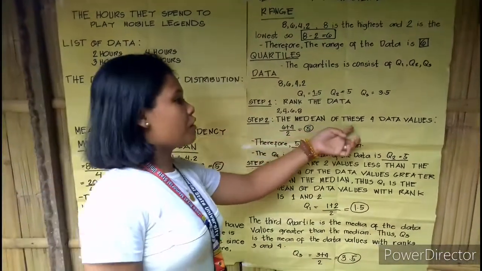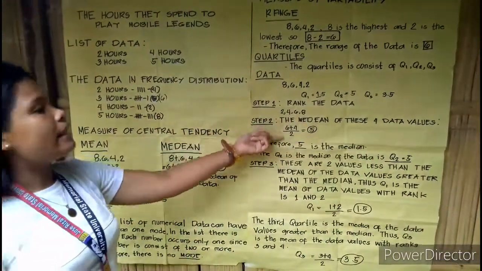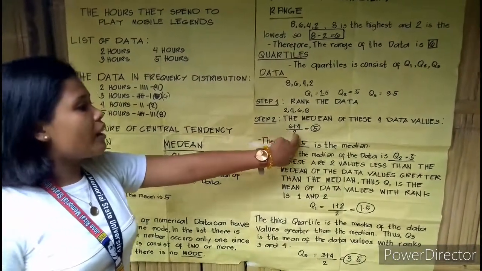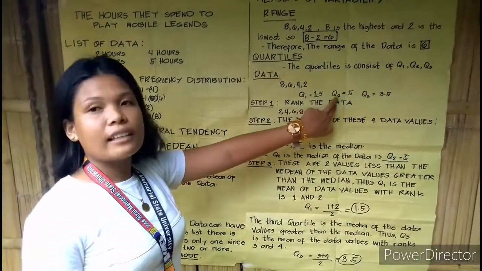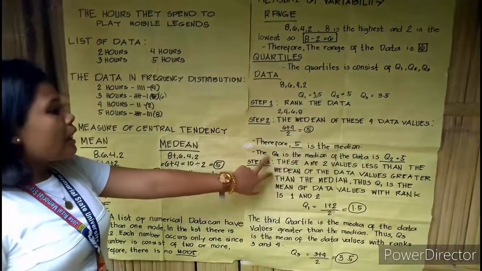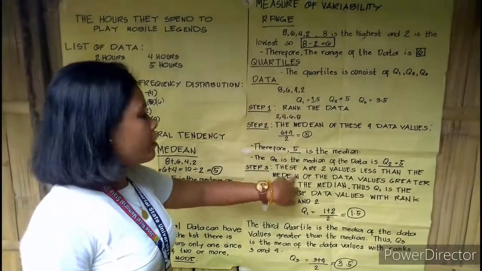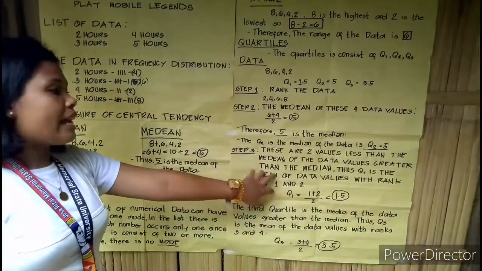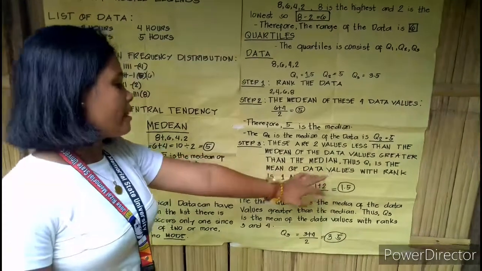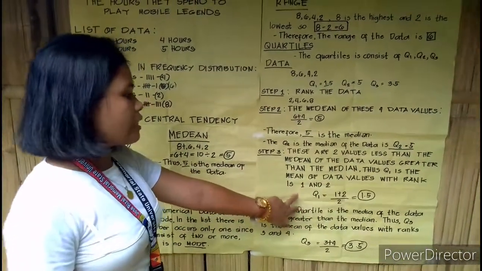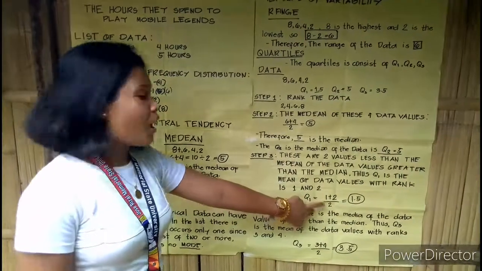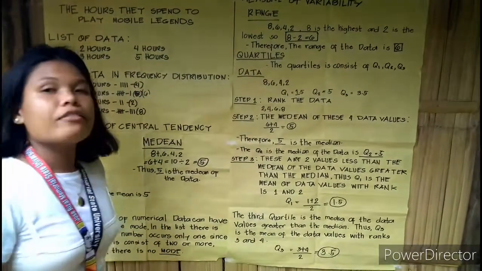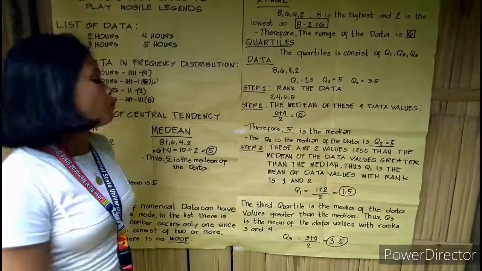Step 2, the median of these 4 data values. So, we need to find the median. So, 6 plus 4 is equal to 10 divided by 2 is equal to 5. Therefore, our quartile 2 is 5. So, step 3. These are the two values less than the median and the data values greater than the median. Thus, quartile 1 is the mean of the data values with rank 1 and 2. 1 plus 2 is equal to 3 divided by 2 is equal to 1.5. So, therefore, our quartile 1 is 1.5.